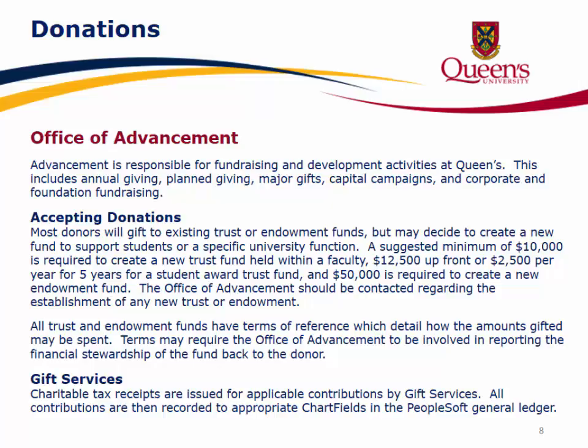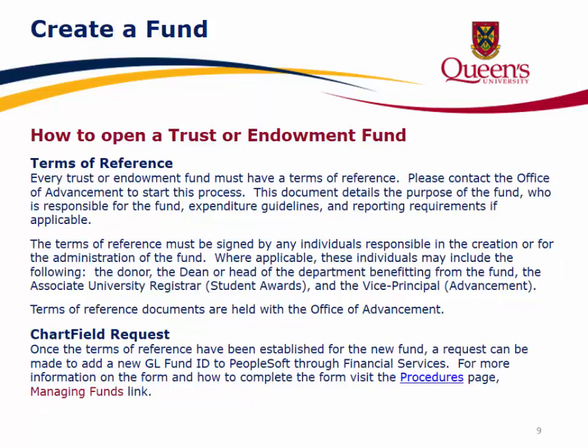Gift services. Charitable tax receipts are issued for applicable contributions by gift services. All contributions are then recorded to appropriate chart fields in the PeopleSoft General Ledger. How to open a trust or endowment fund. Terms of reference. Every trust or endowment fund must have a terms of reference. Please contact the Office of Advancement to start this process.